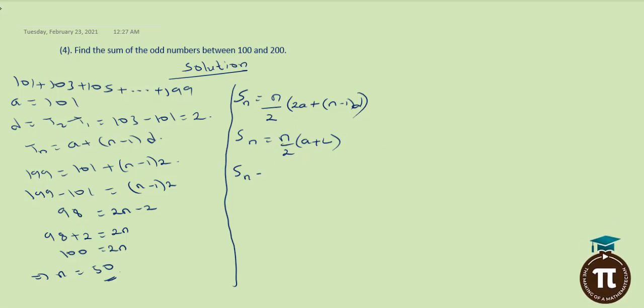Sn is equal to, n is 50, that's 50 over 2. The first term is 101 plus the last term 199. So for the sum of the first 50 terms, 50 divided by 2 will give me 25. 101 plus 199 will give me 300. So 25 multiplied by 300 will give me 7,500. So the sum of all the odd numbers between 100 and 200, the answer is 7500.